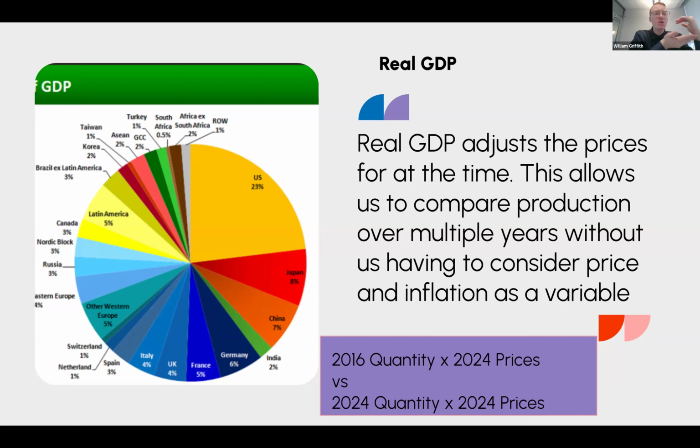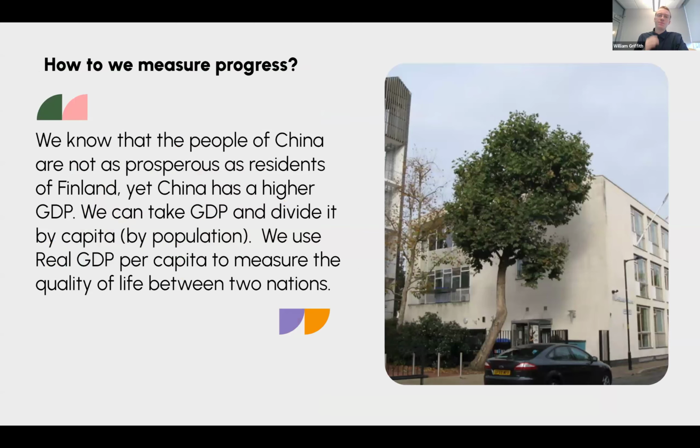It's only the production that can come out with a different value or cause an increase in GDP, rather than it being the quantity and the price and the change in price. It becomes less by circumstance and more by production. We want to solely consider production rather than price.